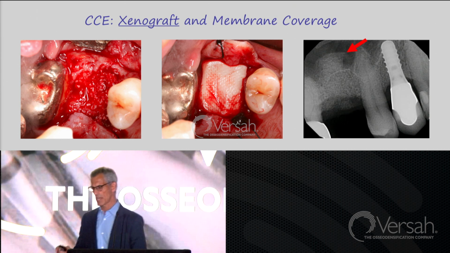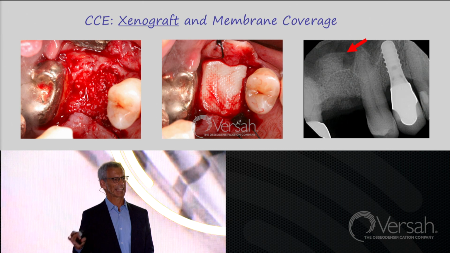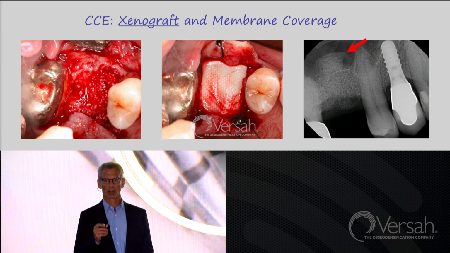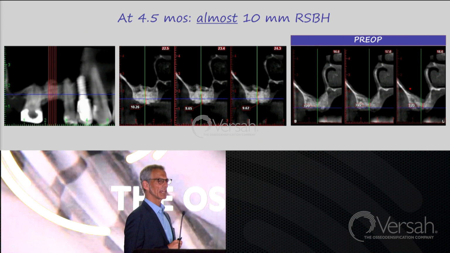Now remember, here, I have only used xenograft. Xenograft, that is it. I cover it with a membrane, and here at 4.5 months, I have almost 10 millimeters of bone.